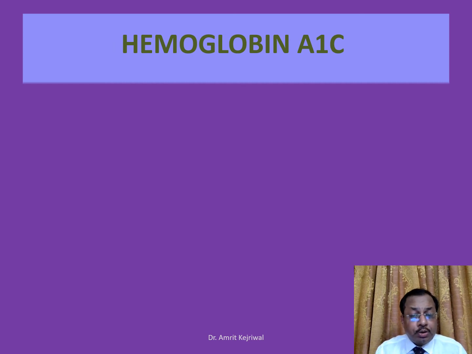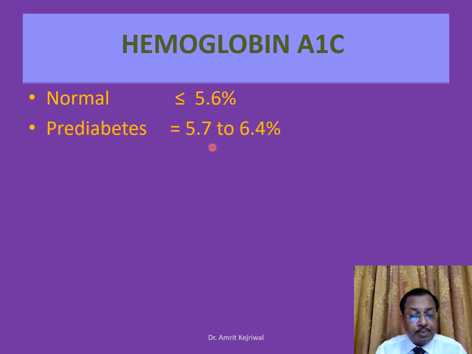Hemoglobin HbA1c is also considered. Normal is less than 5.6%. Pre-diabetes is 5.7 to 6.4%. And diabetes is greater than 6.5%. I made a separate video on HbA1c.